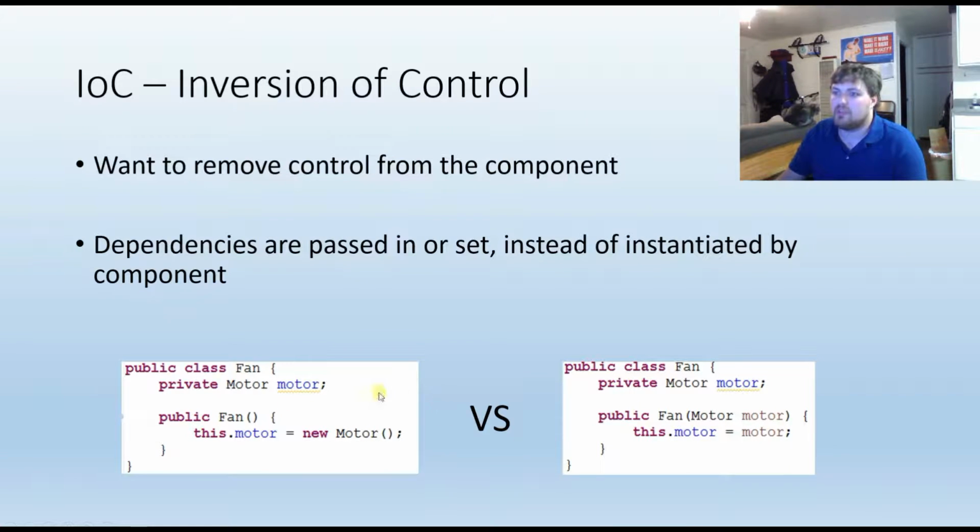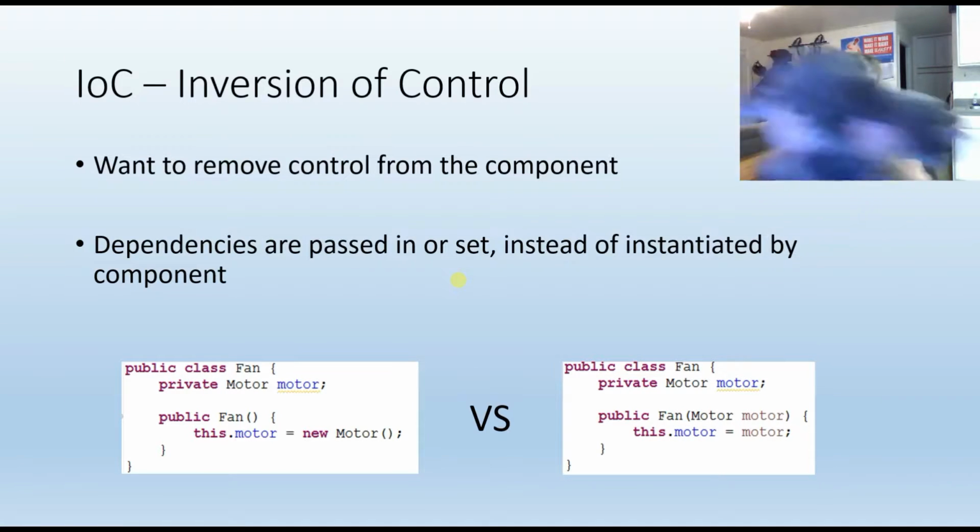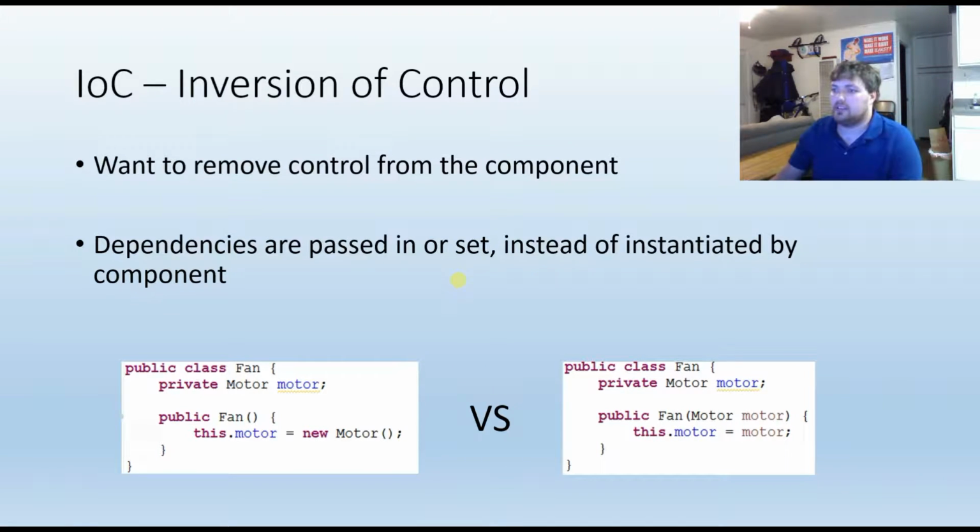We want to remove the control from your classes, the components that you're building. You don't want them to have the power and ability to be creating these new motors. Instead, you would rather just say, hey, these are passed in. We could do this today without dependency injection and just build all of our components with constructor arguments, but dependency injection is going to help us out here.